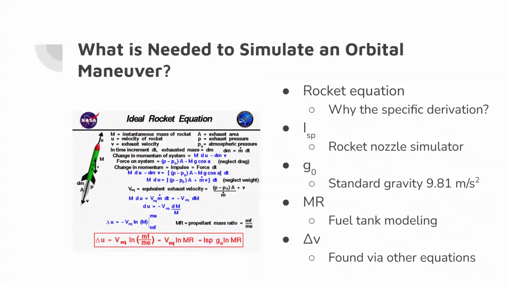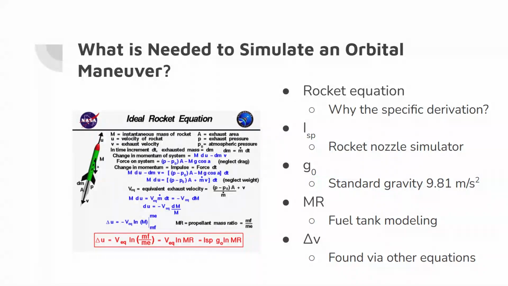In order to simulate an orbit maneuver, the equation known as the rocket equation is used. I used this particular version of the rocket equation, which is the right one on the bottom in red, because that one is easy to take from the NASA rocket nozzle simulator. And that uses 4 different variables. The first one, ISP, is what's known as the specific impulse, which is basically how efficient an engine is. And that's the one that I got from the NASA rocket nozzle simulator.